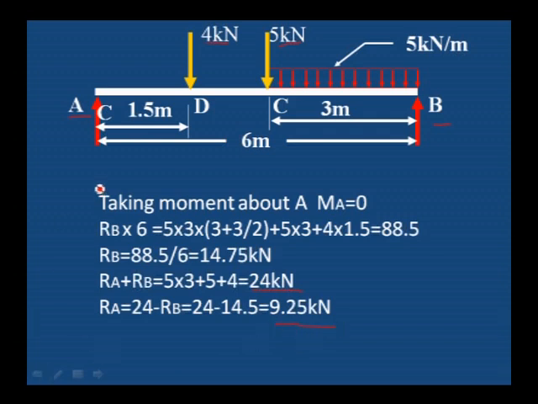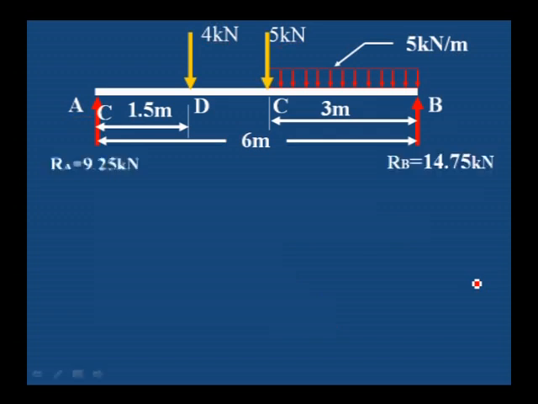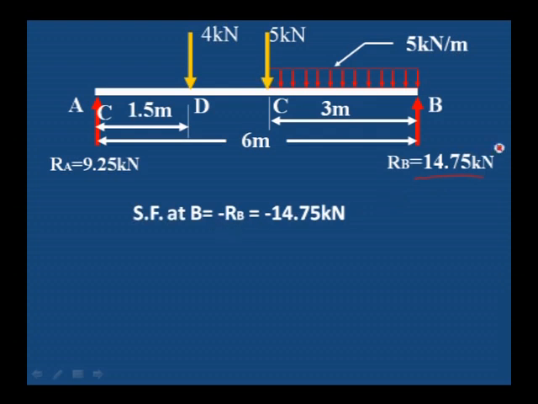We have the values of RA and RB. By having the reactions and loads, we can easily calculate the shear force and bending moment. These are the values RA and RB. Let us calculate the shear force. Shear force at B is the RB value, minus, because it is an upward force, minus 14.75 kilonewton is the shear force at B.